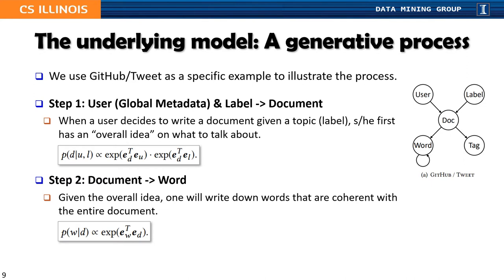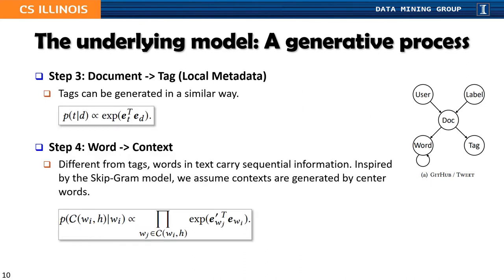Inspired by the softmax function in Word2Vec, we define the generation probability to be proportional to the exponential of the inner product. In the second step, given the overall idea, the author will write down words that are coherent with the entire document. To encourage such coherence, we also use a softmax function to define the conditional probability of the word given the document. In our third step, tags or other kinds of local metadata can be generated in a similar way given the document embedding.